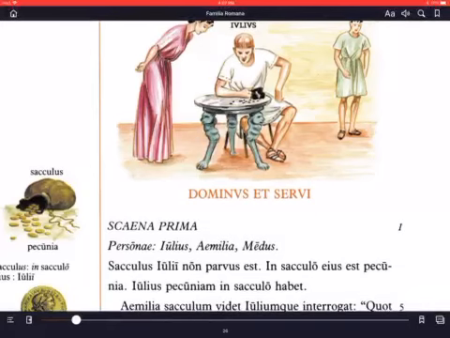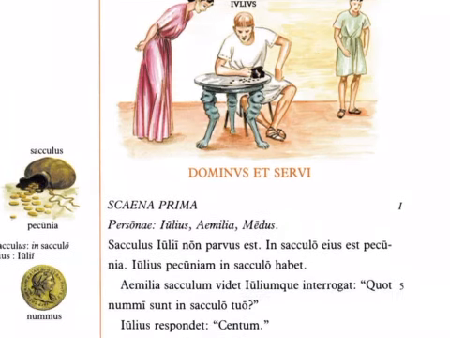So, salvete, and welcome to this video lesson on Chapter 4, Dominus et Servi, the Master and the Slaves. We'll start today with Scena Prima, first scene. Personae, characters: Julius, Aemilia, Medus. Julius, Aemilia, and Medus.